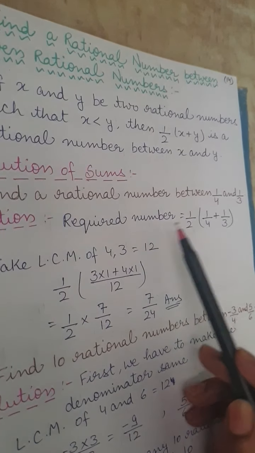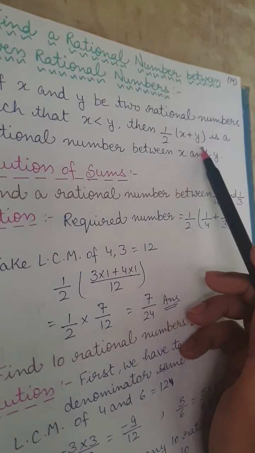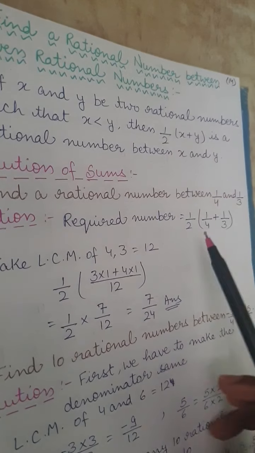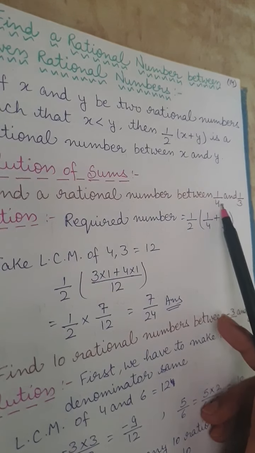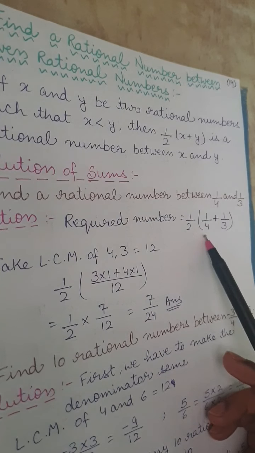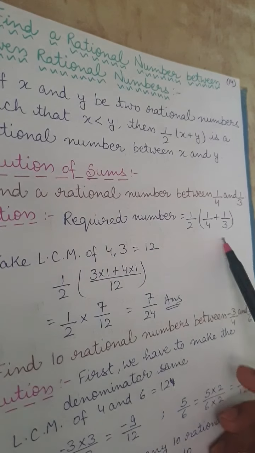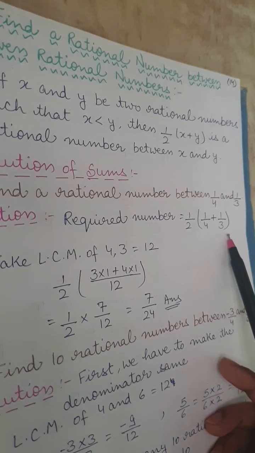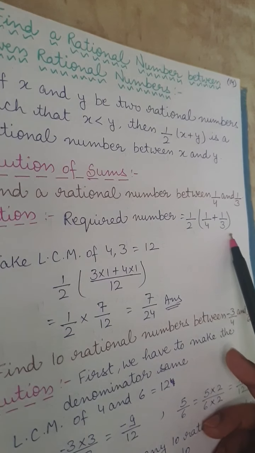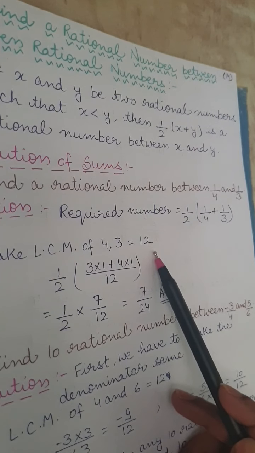So here the required number is equal to 1 upon 2. We are using the same formula, 1 upon 2, then sum of rational numbers. Sum of rational numbers means 1 upon 4 plus 1 upon 3. Now the same procedure we have to follow as we have done earlier in the addition of rational numbers. So first of all, take their LCM. What is their LCM? Their LCM is 12.